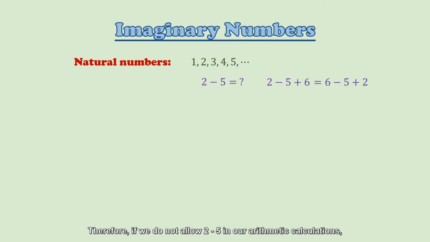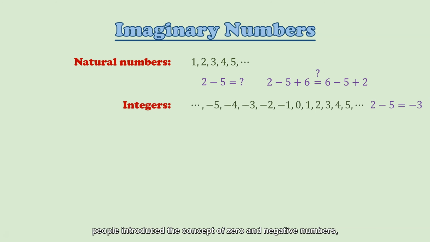Therefore, if we do not allow 2 minus 5 in our arithmetic calculations, then we must treat 2 minus 5 plus 6 and 6 minus 5 plus 2 as totally different expressions. That means every time when we do addition and subtraction, we need to check for many undefined cases. And this adds a lot of complications in arithmetic. Therefore, to make the number system less problematic, people introduced the concept of zero and negative numbers, and the number system was then extended to integers.